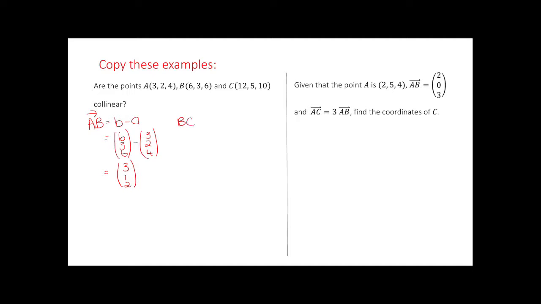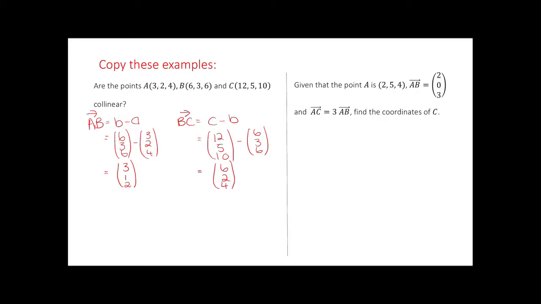We're now going to work out BC. So to find BC, we do C minus B. C is 12, 5, 10, and we're going to take away 6, 3, 6, which is B. 12 take away 6 gives us 6. 5 take away 3 gives us 2, 10 take away 6 gives us 4. And that's the components of BC.